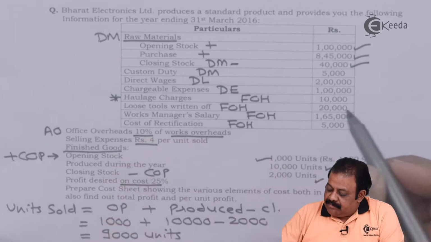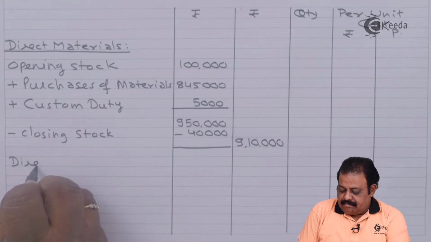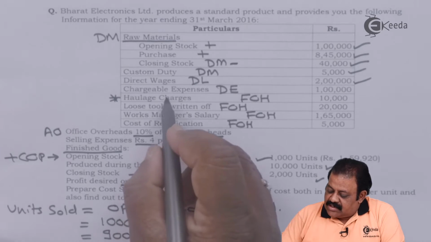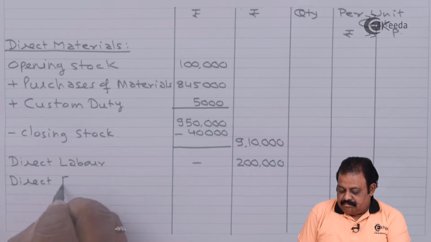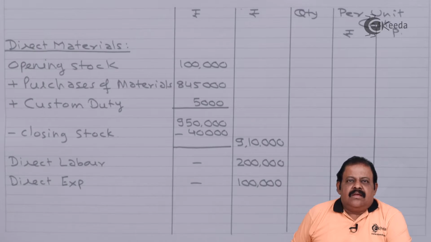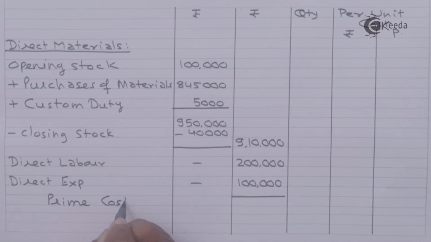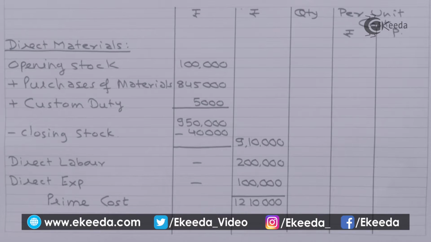Next we have direct labor rupees 2 lakhs. Chargeable expenses, that is direct expenses rupees 1 lakh. So we got material, labor and expenses. We can add them to arrive at prime cost. Total number of units produced 10,000. So we can calculate per unit cost.